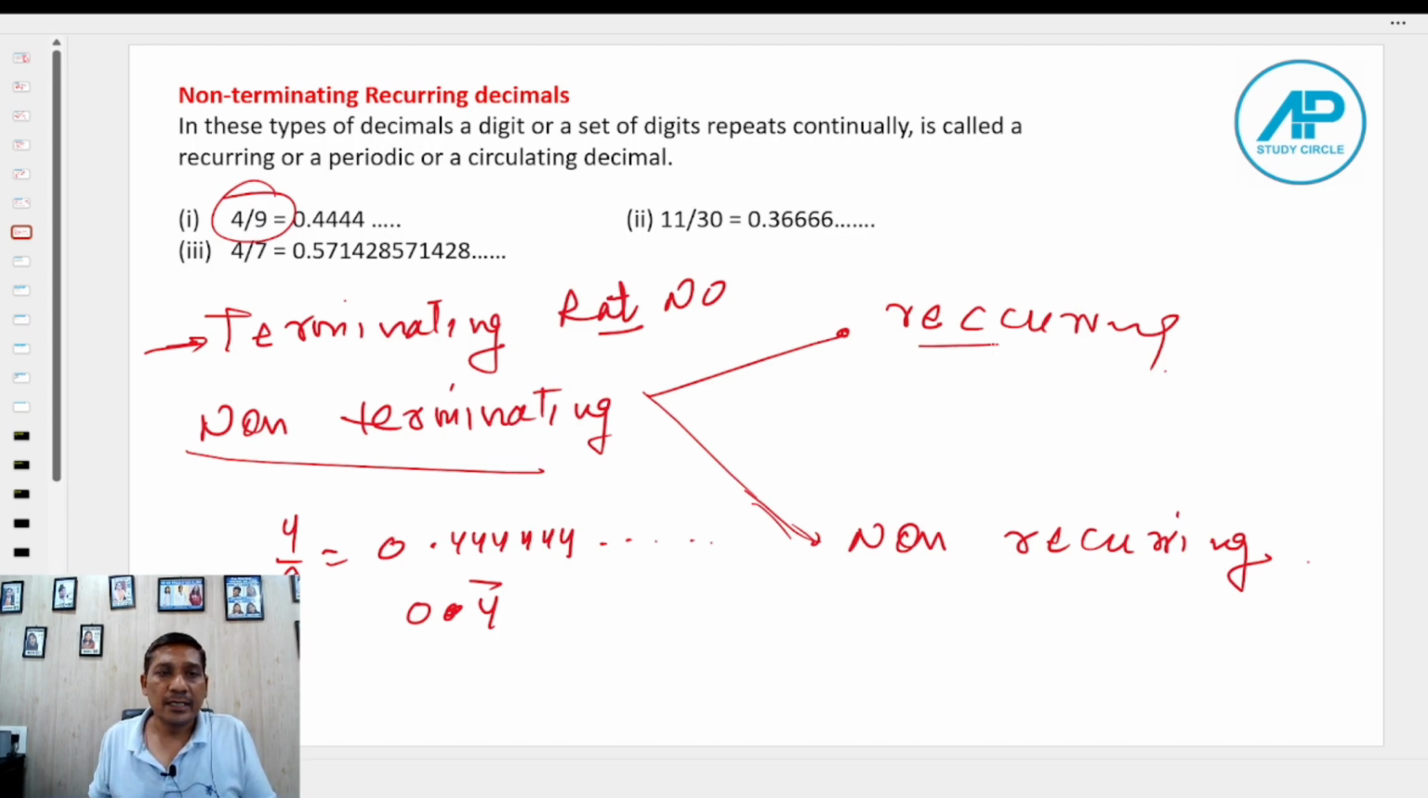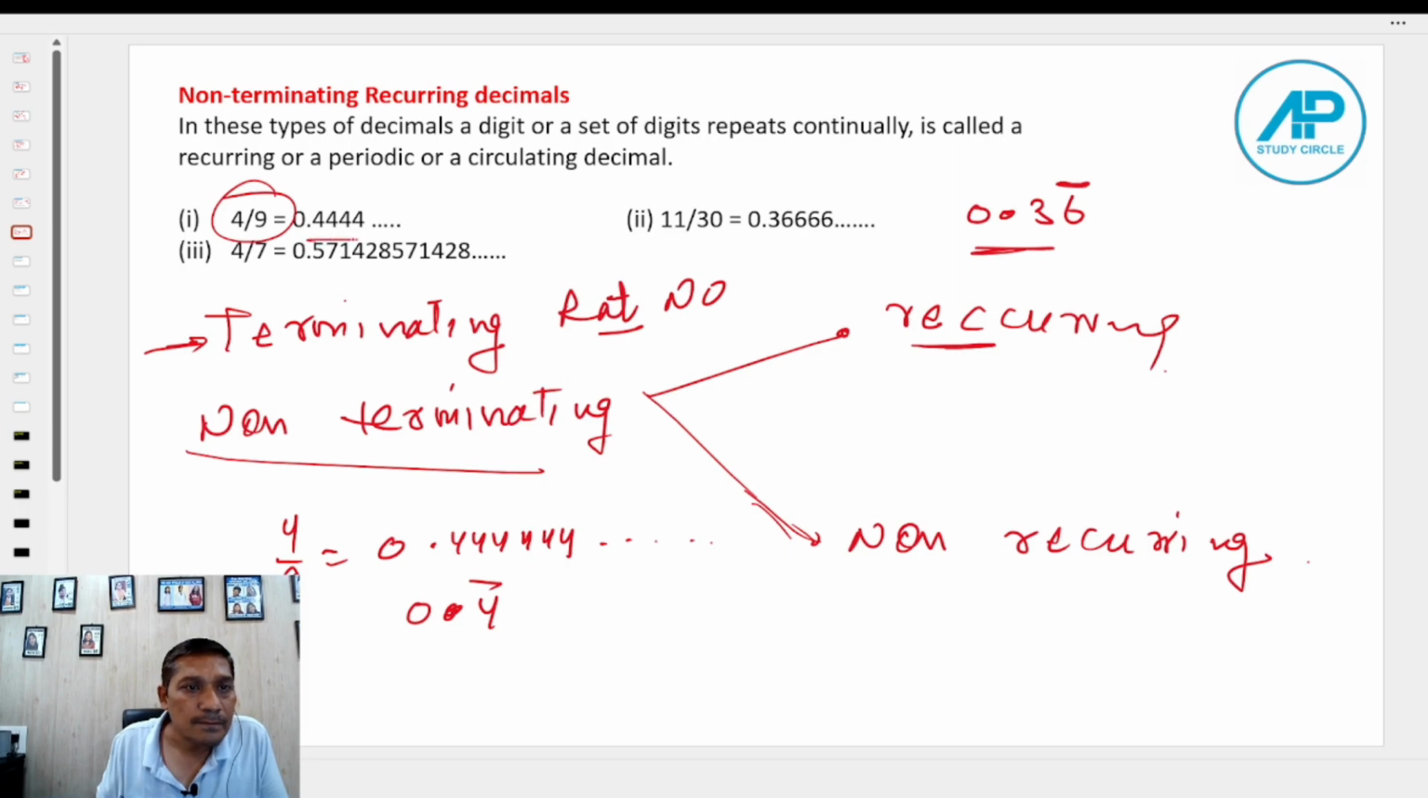Non-terminating, reoccurring decimals. यह terminate नहीं हो रहा है, खत्म नहीं हो रहा है, लेकिन reoccur होता जा रहा है. Understand? 11 by 30 is 0.3666. It is 0.36 bar. Number is repeating. 6 is repeating, one after another, 6 is not coming to an end. 0.36 bar, 0.4 bar. All these are non-terminating recurring decimals.